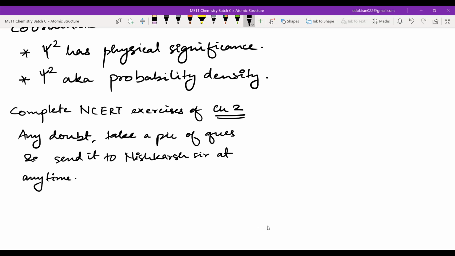So can I expect everyone to complete chapter 2 in NCERT exercises? Yes, sir. There are many questions. Can anyone guess how many questions there are in NCERT chapter 2? Sir, I think it's 67. It's around 670 questions. So it's okay if you don't do a few, but try to at least read all of them.